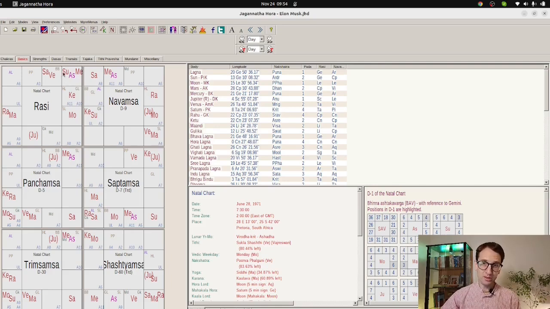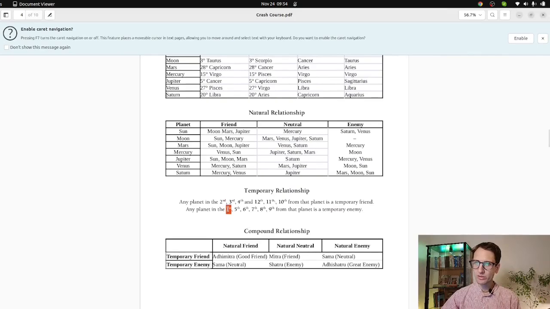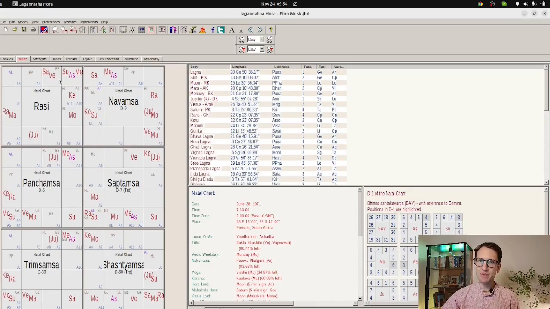Now, for instance, for the Sun, you have here 12, 11, 10. This is the 12th house, 11th house, and 10th house from the Sun, right? And Saturn and Venus are there, so they are temporary friends. And then the 2nd, 3rd, and 4th from the Sun, there is Ketu and Moon, they are temporary friends. Mercury, though, is in the 1st house. So according to the rule here, those in the 1st house, they are also temporary enemies. So that means Mercury is a temporary enemy to the Sun, and the Sun is a temporary enemy to Mercury.